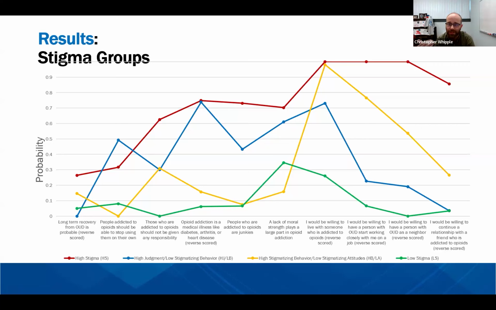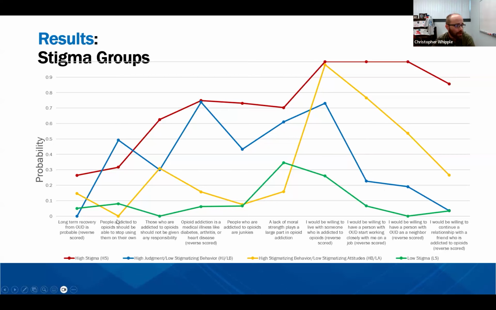So their attitudes and beliefs about people who use opioids were stigmatizing, but they were very willing to engage in relationships with people with opioid use disorder. So we called this our high judgment, low stigmatizing behavior group. They were more judgmental of people with opioid use disorder.